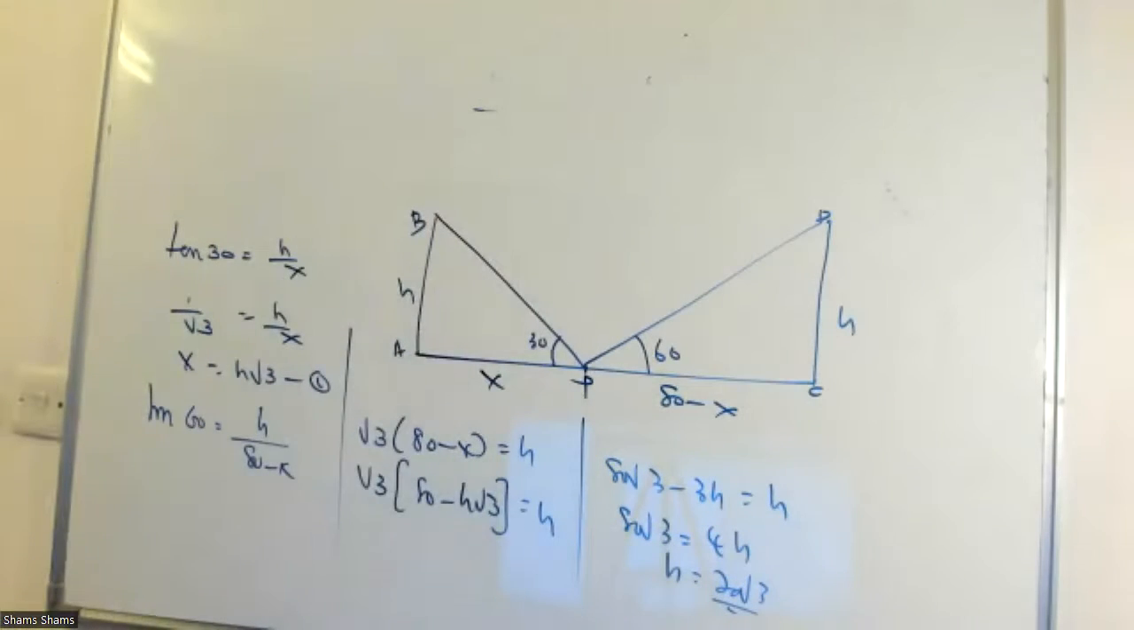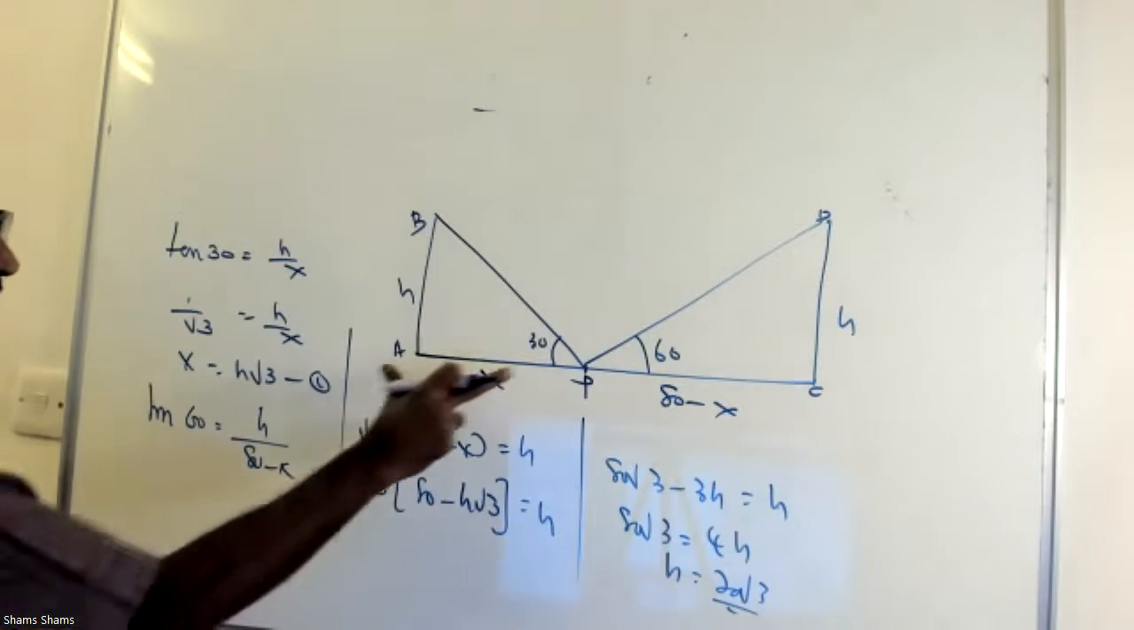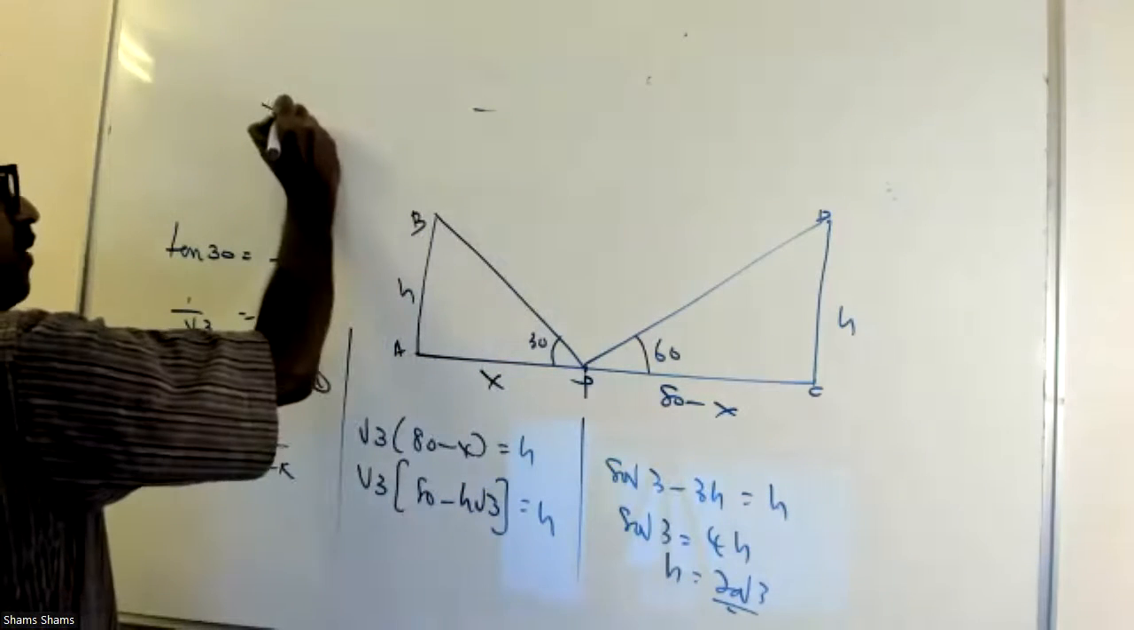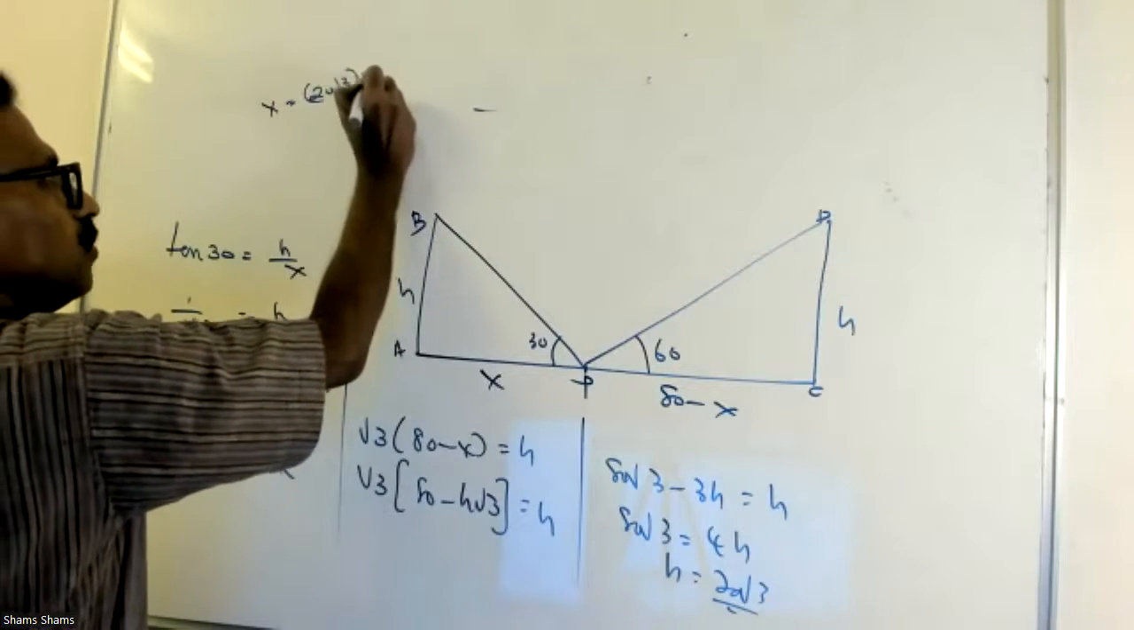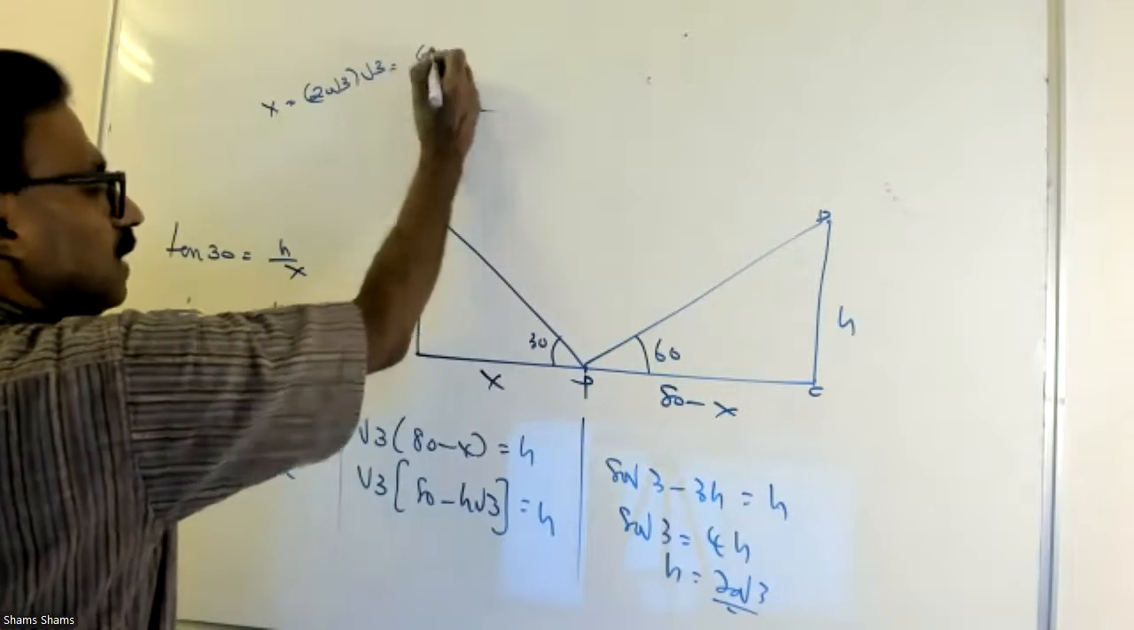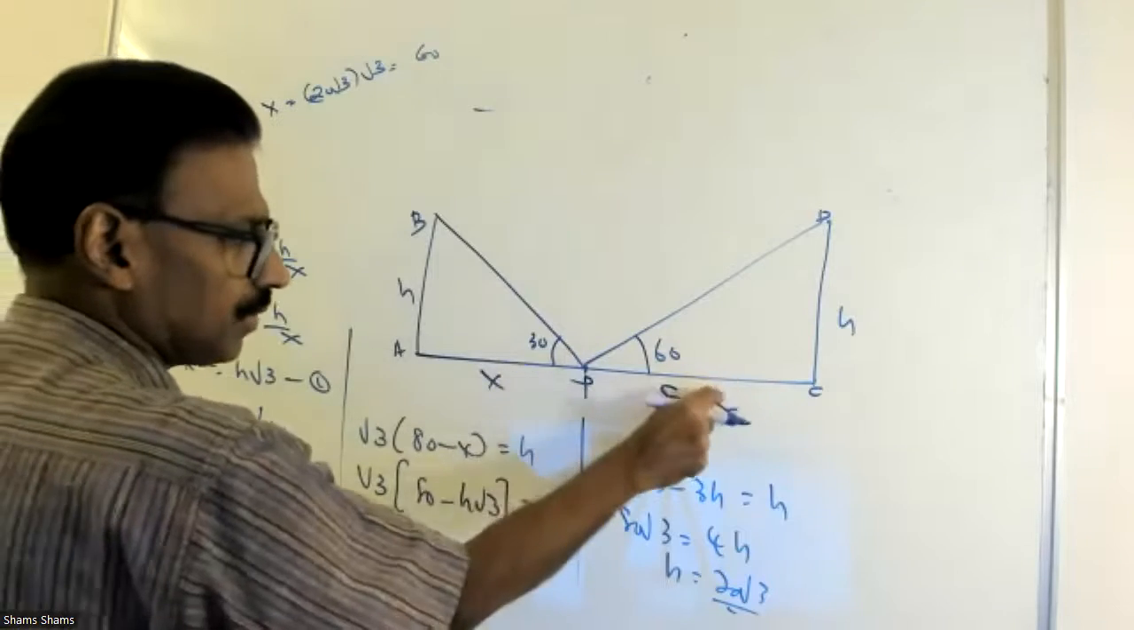It's clear or not? Yes, sir. Okay. Now we can find out, H is 20 root 3. So that means this distance, X equal to H, is 20 root 3 into root 3. So that is 60. This is 60 meter. This will be 20 meter.